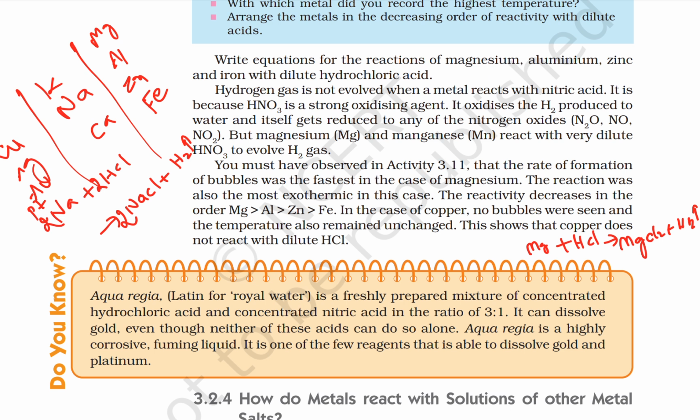So the reactivity series for acid reactions: highly reactive first, highest potassium, then sodium, then calcium; moderately reactive, magnesium, aluminium, zinc and iron; and least reactive, copper, silver, gold and platinum. No reaction at all.